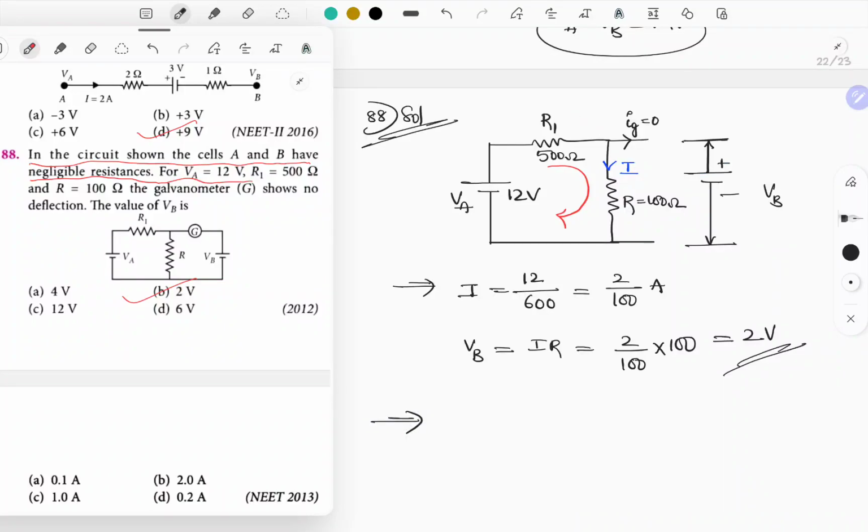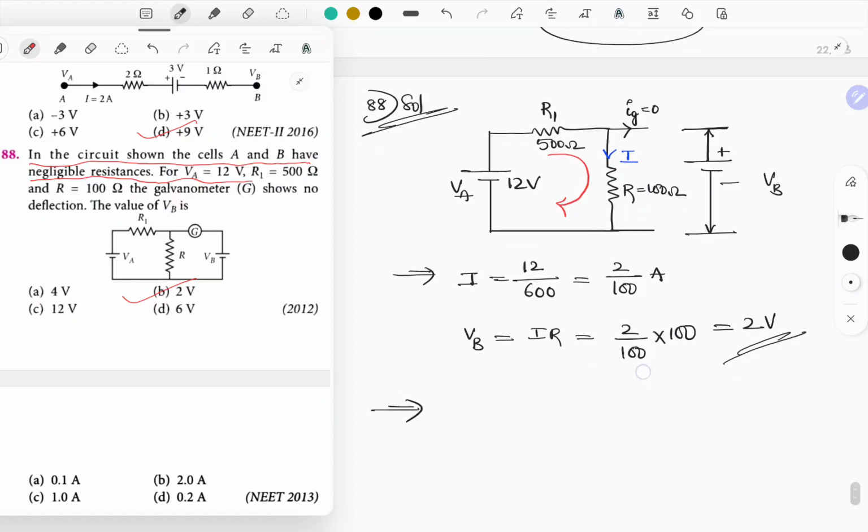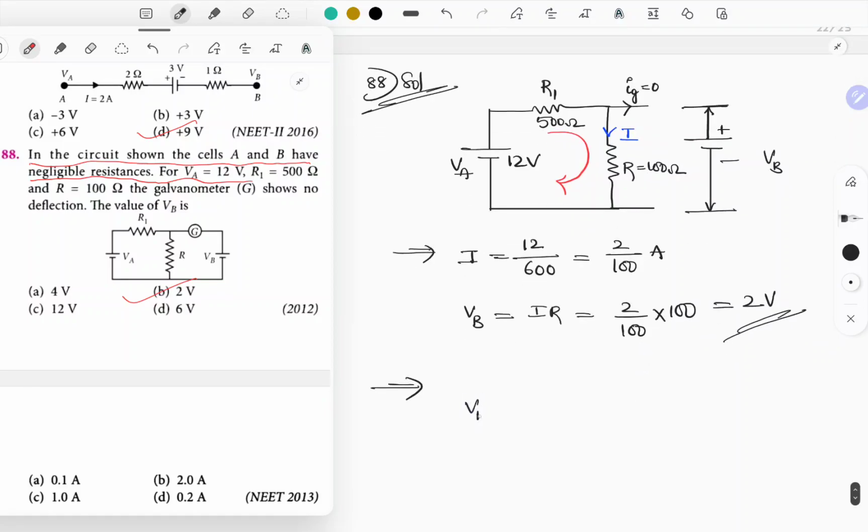As these two resistors look like they are connected in series, we can apply the voltage division method. Then VB is equal to the total voltage times the resistor across which we are finding the potential, that is 100, divided by the total resistance in the circuit, 500 plus 100, which is equal to 12 into 100 divided by 600. This 100 will get cancelled out. 2 volt is the answer. This is another way to answer this kind of question. Got it?